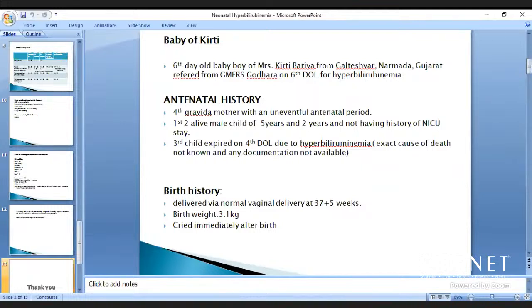So in term, the physiological peak occurs at the fourth day. In preterm it peaks at 8 to 10 days. That is mainly because of immaturity of liver and larger volume load and persistent destruction of the hemoglobin. And second thing, in term it is up to 7 days. In preterm it is up to 10 days in physiological jaundice.